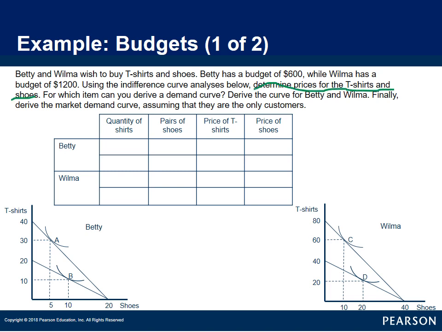Determine prices for the t-shirts and shoes. For which item can you derive a demand curve? Derive the curve for Betty and Wilma. Finally, derive the market demand curve, assuming they are the only customers.